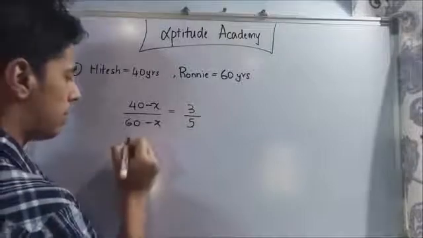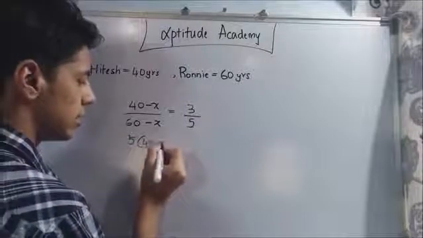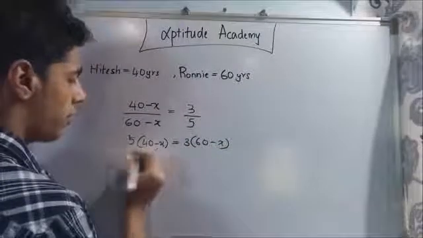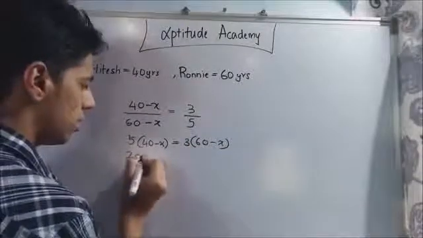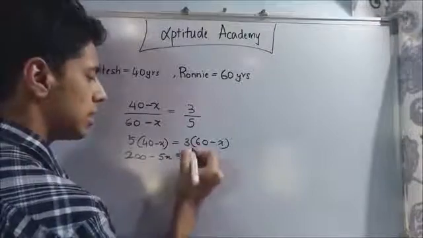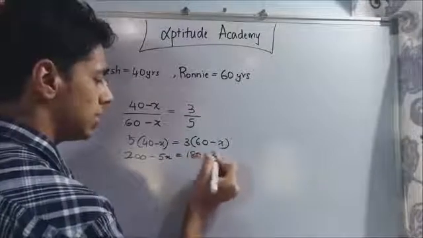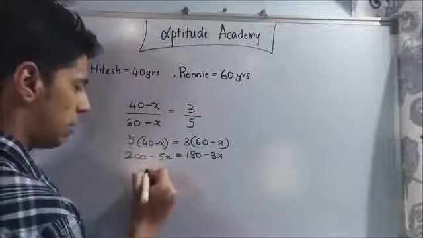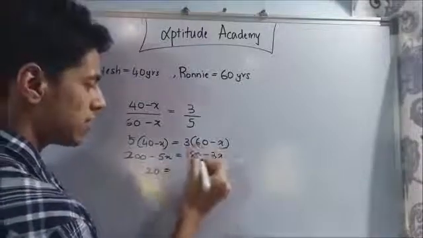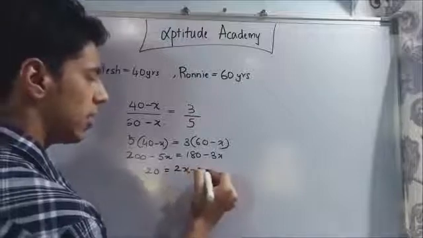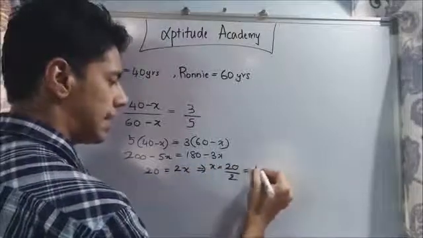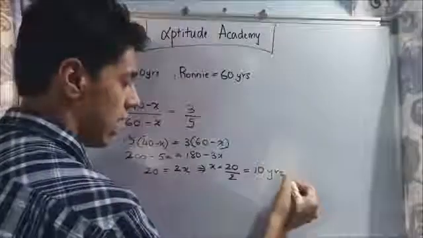Now if you just cross multiply, it will be 5 into 40 minus x is equal to 3 into 60 minus x. 5 into 40 is 200 minus 5x is equal to 3 into 60 is 180 minus 3x. Now take 180 here and take 5x that side. So 200 minus 180 will be 20 and plus 5x minus 3x will be 2x. Implies x is equal to 20 by 2 or 10 years. So the answer is 10 years.